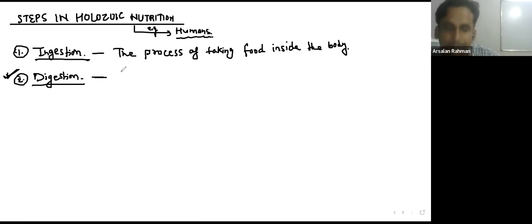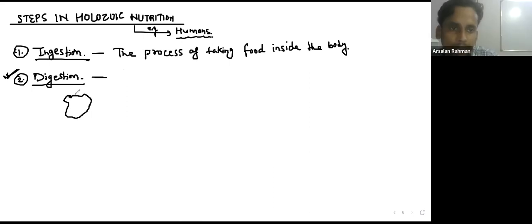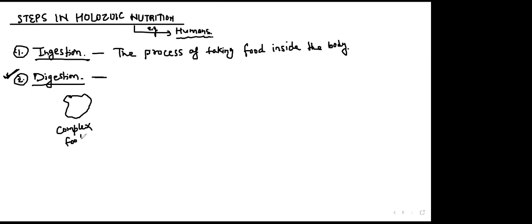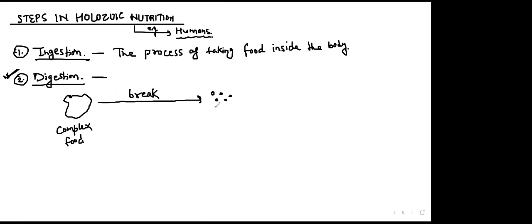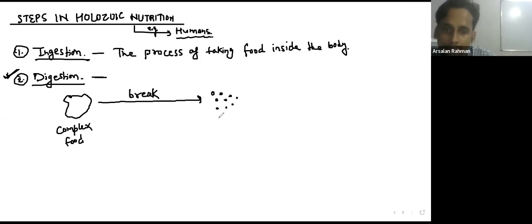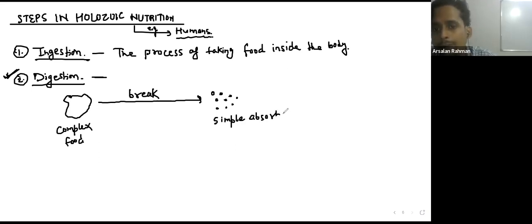Digestion is basically, let me explain. Suppose this is a complex food. What will happen in digestion? This complex food will break into smaller food particles. When you chew your food, you are breaking your food into smaller particles. Yes or no? So this complex food will break into smaller particles. This smaller particle is called simple absorbable food.